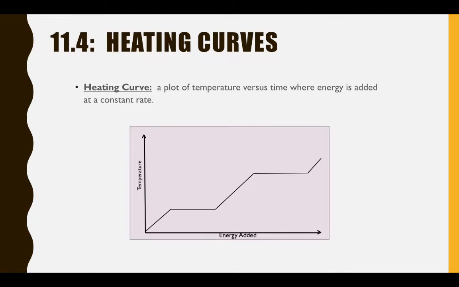Here we see a heating curve. A heating curve is a plot of temperature versus time where energy is added at a constant rate. Since energy is added at a constant rate, we can think of the x-axis as just amount of energy added. Notice we're not really quantifying this, we're just assuming that it's being added at a constant rate.